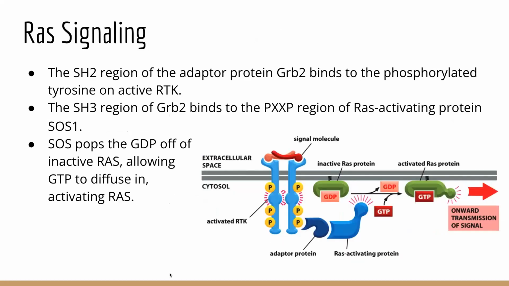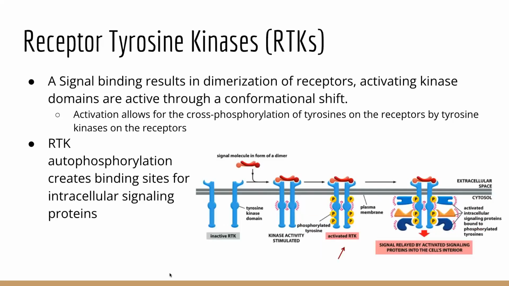Is cross phosphorylation just the same thing as autophosphorylation? No. With an RTK, the tyrosine kinase domain here is phosphorylating the tyrosines on this other receptor. So receptor 1 is phosphorylating receptor 2. Autophosphorylation would be receptor 1 phosphorylating receptor 1. So it's very slightly different, but it is different.